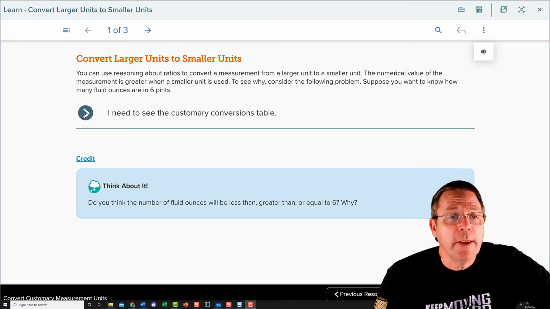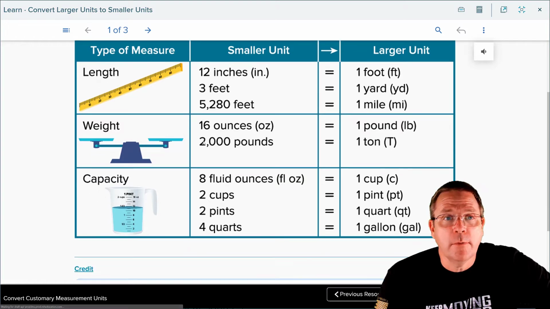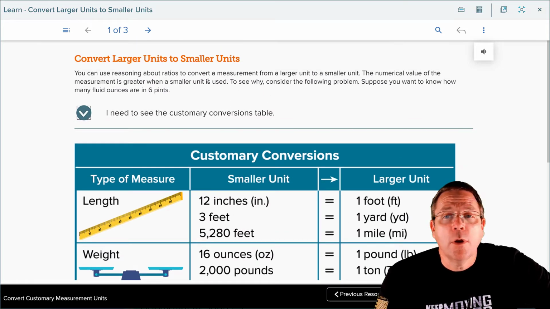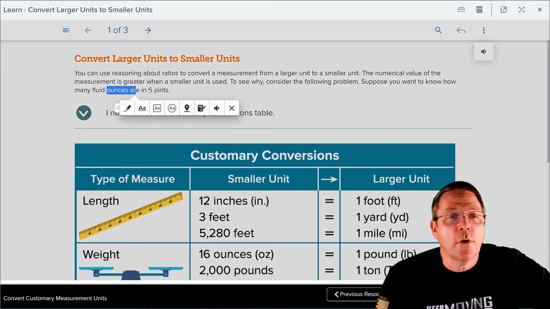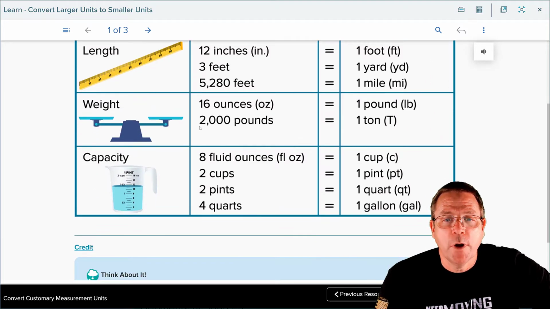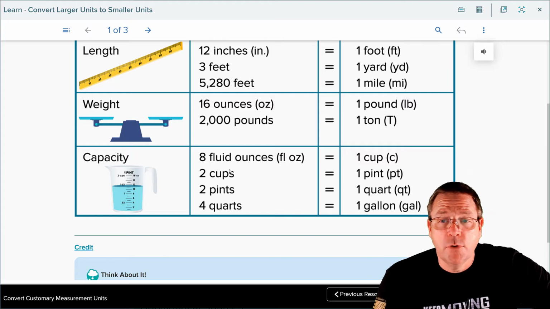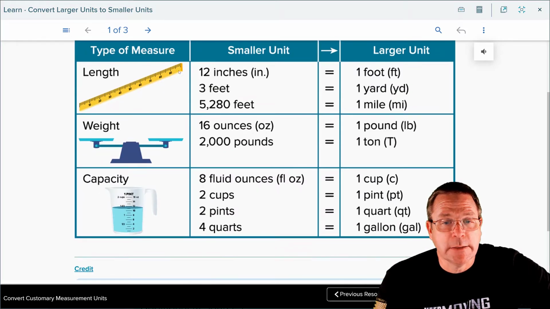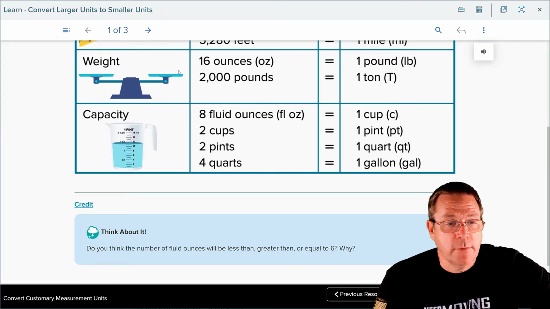Now, we need to take a peek at that customary measurement table. There it is. Now, what are we doing? We're going from how many fluid ounces there are in 6 pints. So, what do we have? Well, there's 8 fluid ounces in 1 cup, and there's 2 cups in 1 pint. And then we need to find 6 pints. So that's going to be some pretty interesting stuff.